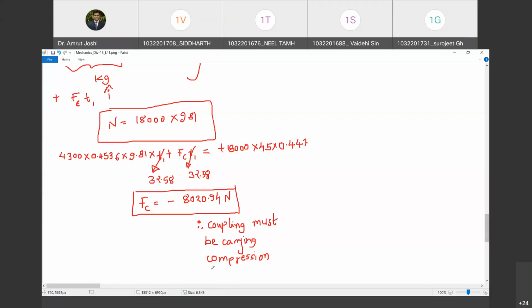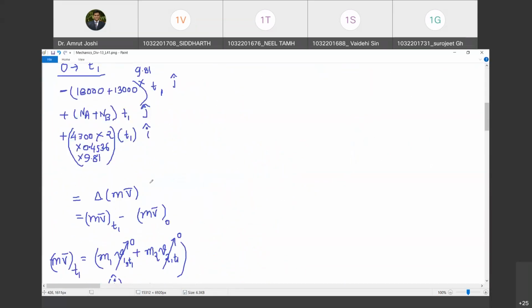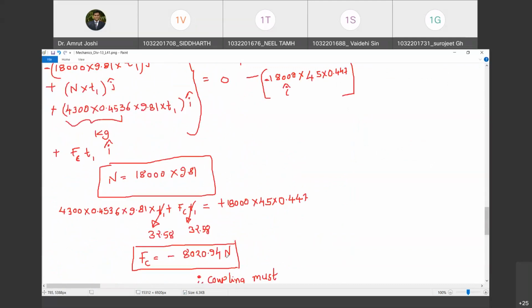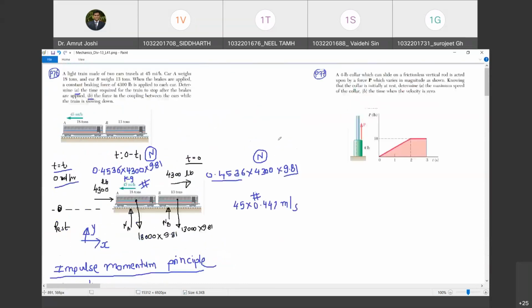Okay, sir. So therefore, as it is negative, the coupling must be carrying compression. Are you with me? Yes, sir. The originally assumed sense of coupling force is incorrect. So this was how we solve this problem.